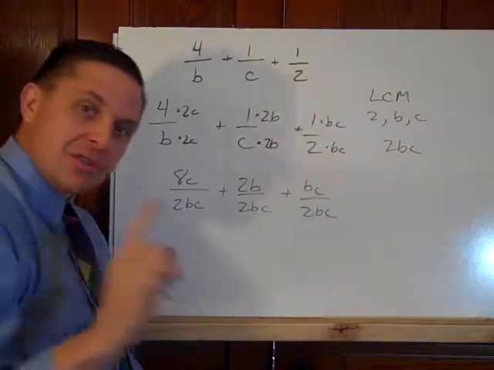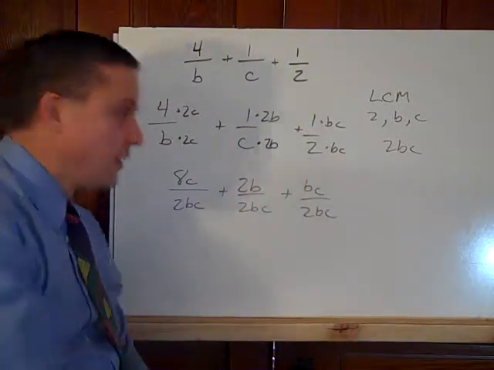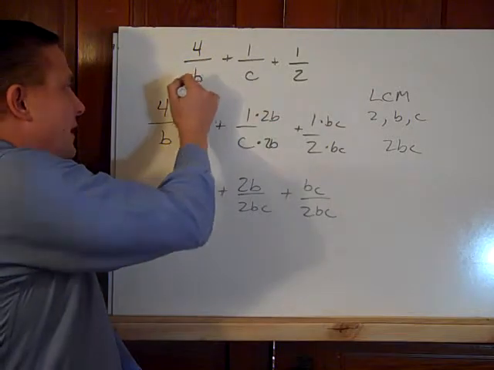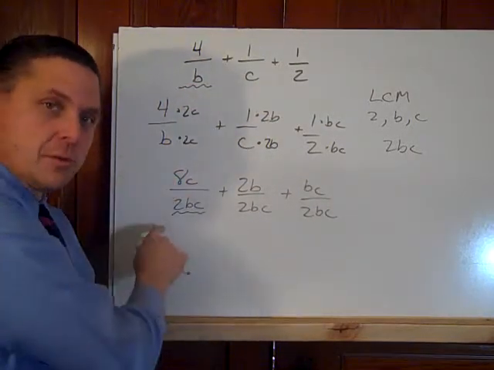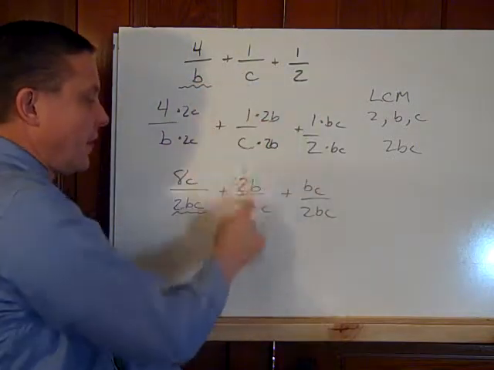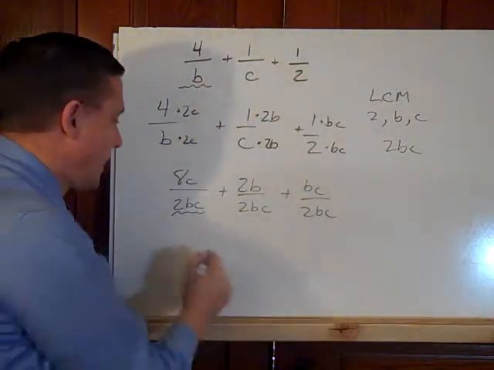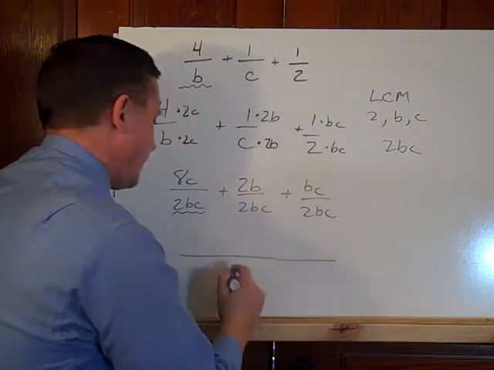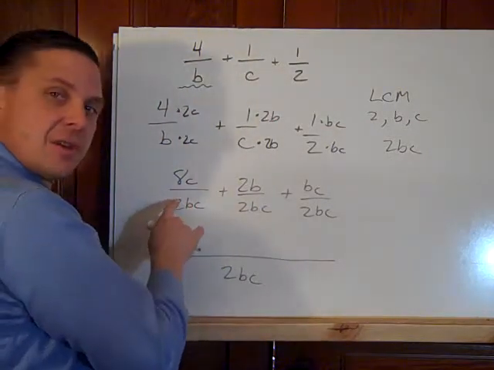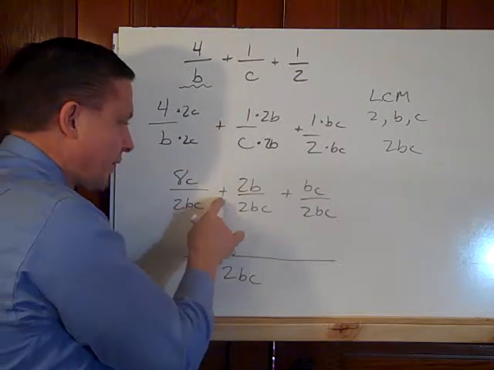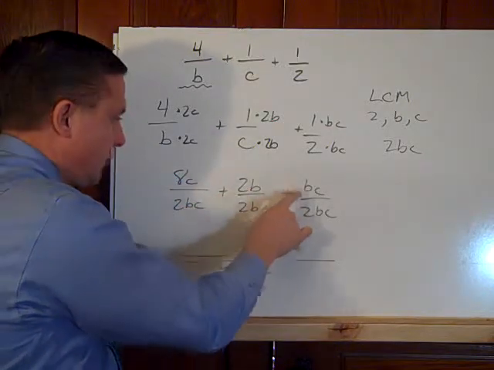And I want you to notice, and you won't have to do this as you get good at this, that 4 over B is equivalent to this. If you do the cancellations, you don't want to. They're the same thing. And likewise, so are the next 2 terms. Again, the whole bottom is the same, so I can write it. Now I just have to write the numerator: 8C plus 2B plus BC.